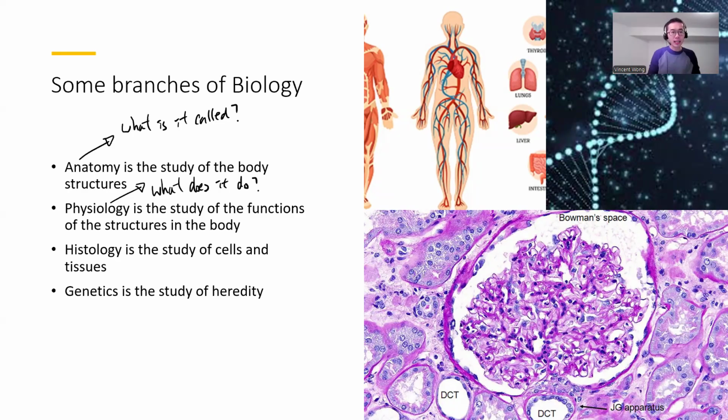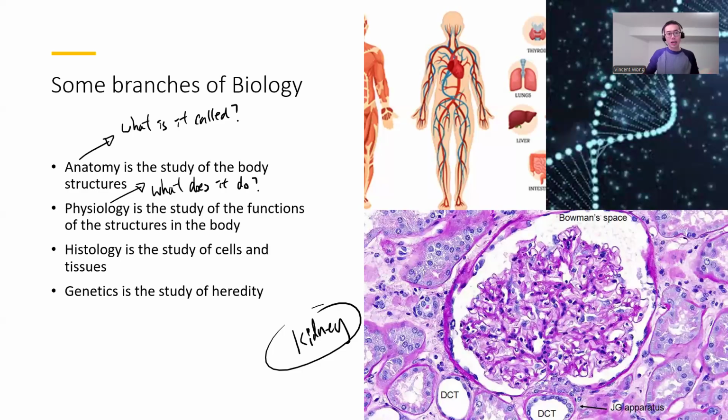Another branch of biology is histology. Histology is the study of cells and tissues. Over here we have a slide that shows some kind of tissue. You don't know what this is now, unless some of you do. Anybody know this by any chance? No? Okay, you wouldn't know because you haven't learned it yet. This is the kidney. Next semester, after you finish the course, you look at this and you see Bowman's capsule or Bowman's space here, and you'll be like, oh, I know that's the kidney.